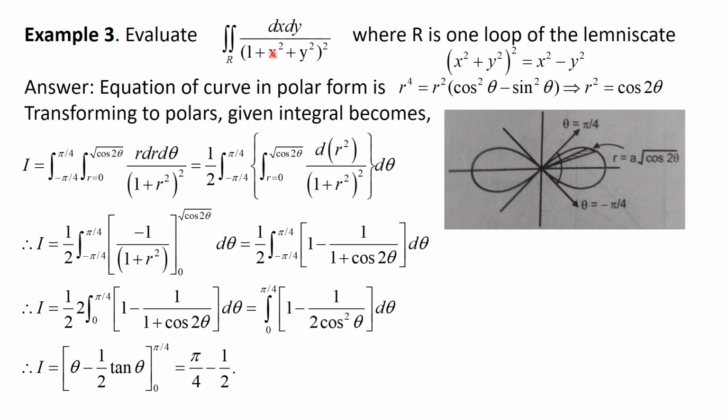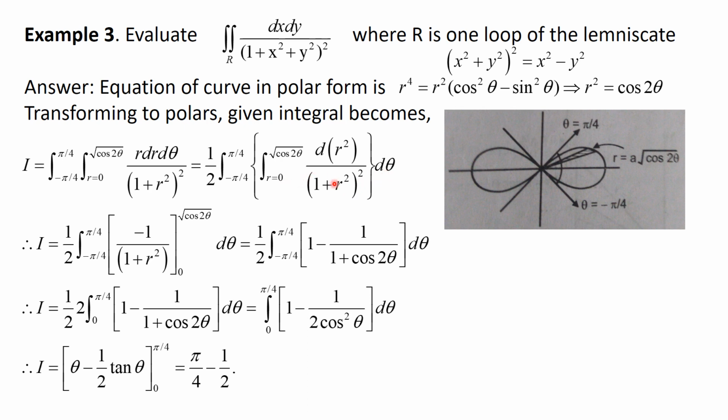See the simplification now. The double integral becomes r from 0 to root of cos 2θ, θ from −π/4 to π/4, with dx dy converted to r dr dθ, divided by 1 plus x² + y², which converts to r², so (1 + r²)². Simplifying further, we get 1/2 integral from −π/4 to π/4. Since r is a function of θ, first we integrate with respect to r and then with respect to θ.